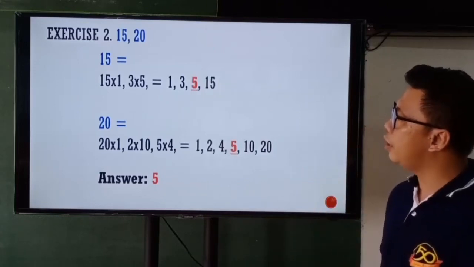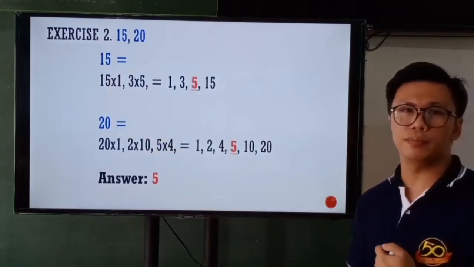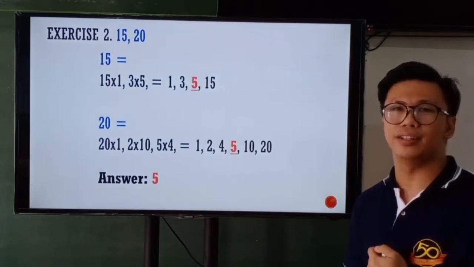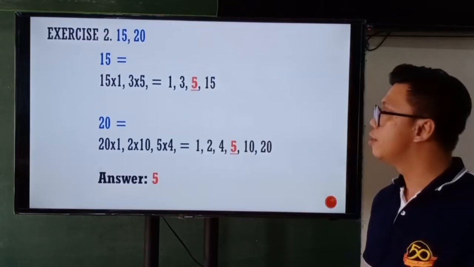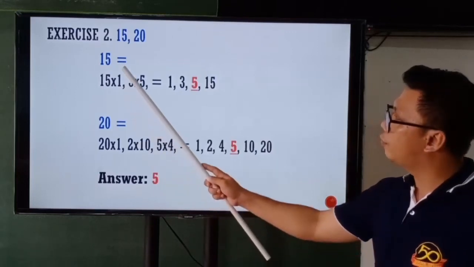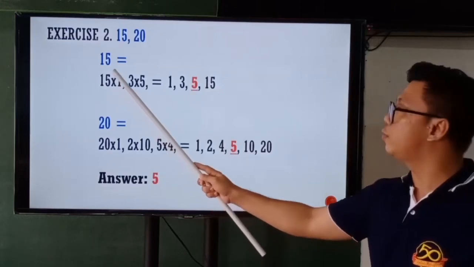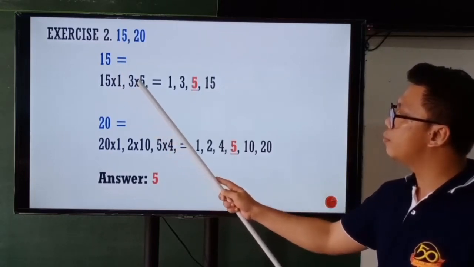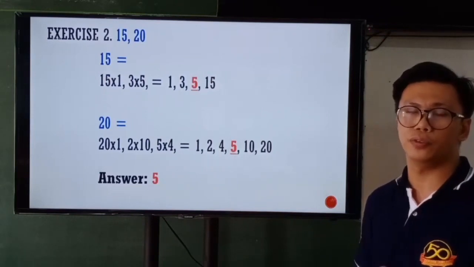Again, we have here 15 and 20. So the first method is we will find the factor of 15. So what is the factor of 15? So we will write first. So the factor of 15 is 15 times 1 is 15. 3 times 5 is 15. So that is the factor of 15.